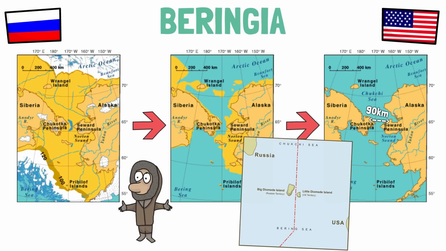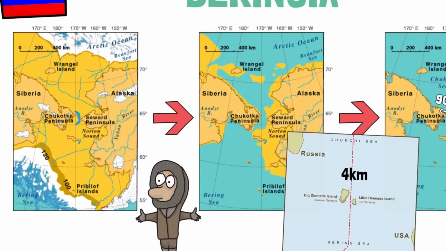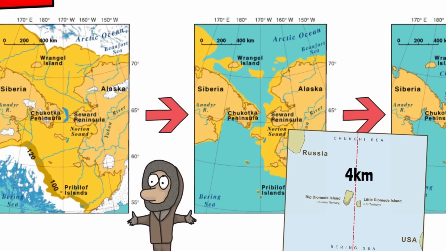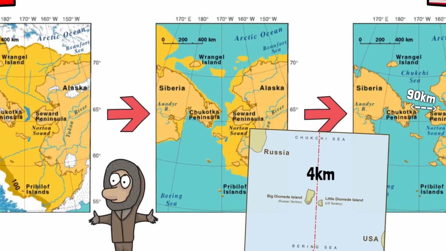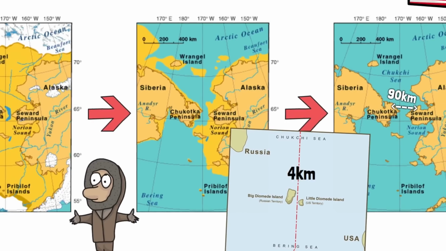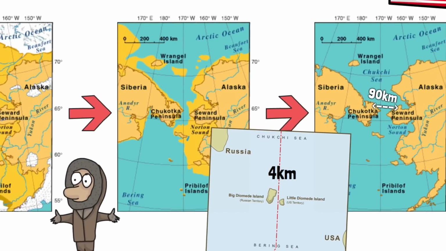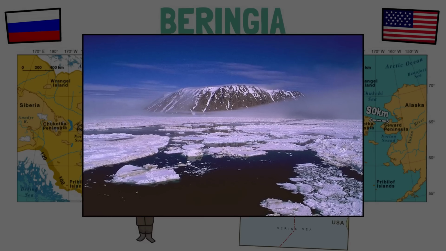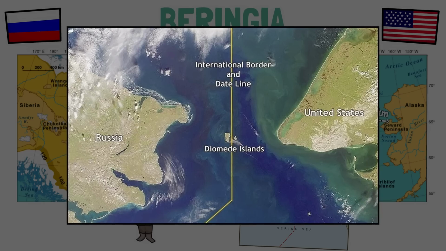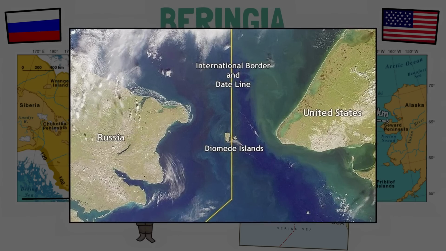However, in the body of water between the two continents, known as the Bering Strait, in the Bering Sea, with the same name as this submerged landmass, there lie two small islands known as Big Diomede and Little Diomede. One is Russian and the other American, and the stretch of water between these two islands is only about 4 kilometers wide and actually freezes over during the winter. So you could technically walk from the US to Russia on this seasonal sea ice.